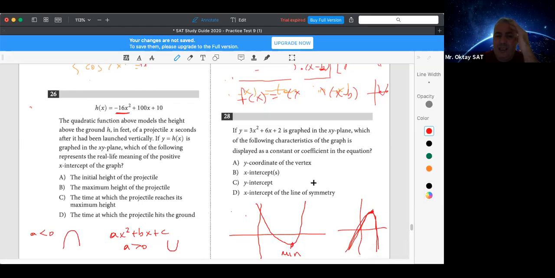But now, can we say that it gives the maximum height? I mean, can we say this is the maximum height when time is passing? Look, time is here. Time is 1. Is it maximum? No. Time is 2. Is it maximum? No. Time is 3. Is it? Yeah, it could be. But when I read D, the time at which the projectile hits the ground, in this time, what is the result?